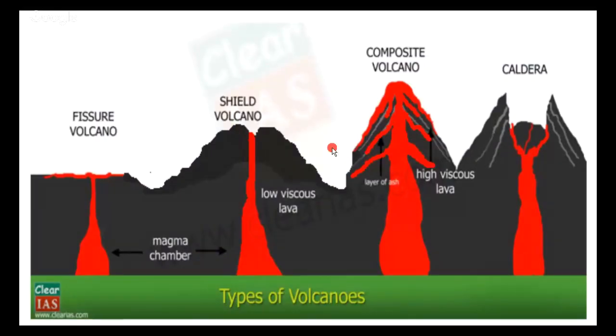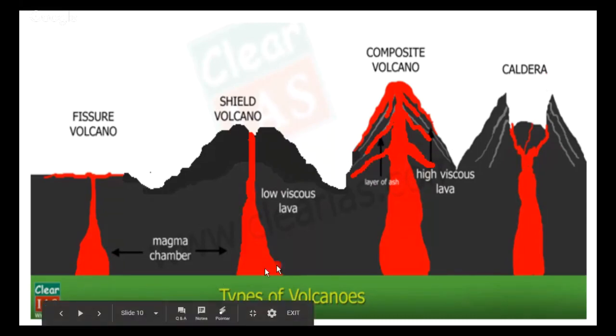This is something that we were talking about in class. We said that there are different types of volcano. Here we have the fissure, the shield volcano, the composite volcano, and the caldera. So you see that each of them is kind of different, but they all have what? A magma chamber. All right. So each volcano is going to be slightly different based on its composition.